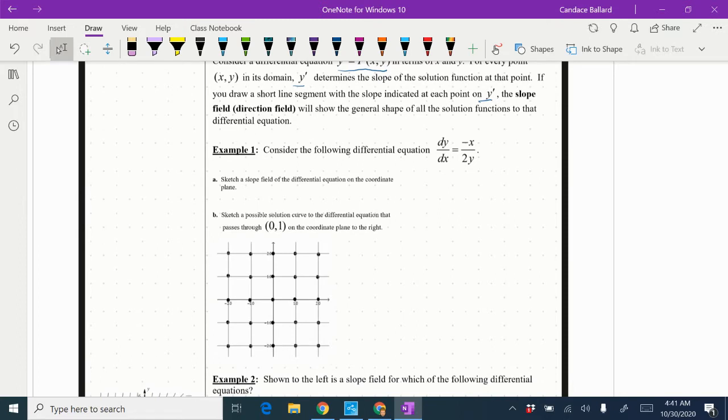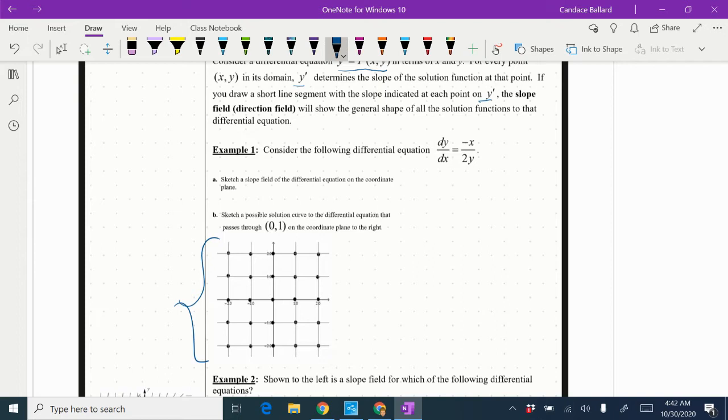We're going to consider the following differential equation, dy/dx equals negative x over 2y. We're supposed to sketch the slope field. A lot of times on the AP test, they're going to give you a graph patch, and if this does pop up, it would be for your response. They would give you a graph patch and give you specific points on it to plot, and you only have to plot those specific points.